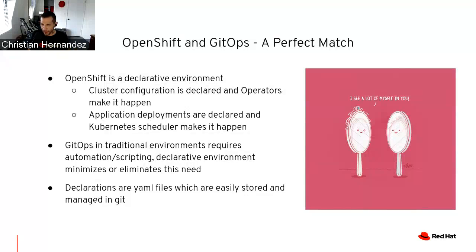GitOps in traditional environments, I'm thinking back to my older days where I was doing everything with VMs and Puppet and then later on Chef. There was a lot of automation and scripting to get that declarative environment up and running. Whereas when you're using GitOps and OpenShift, there's a lot less of that because a lot of it is taken care of for you. We're leveraging the Kubernetes control loop to keep everything in sync, so we no longer have to script some of these things. It's all built in.